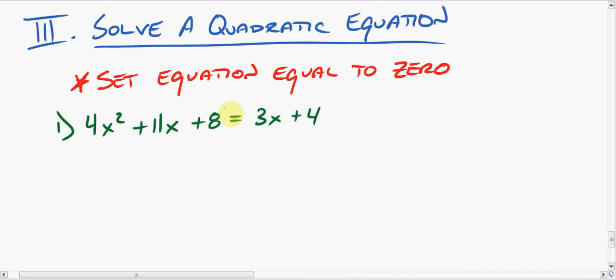This is section 4.4, part 4. We are now going to solve a quadratic equation.